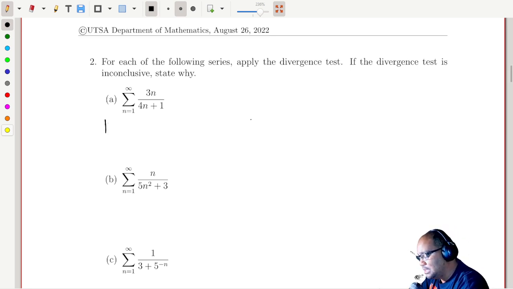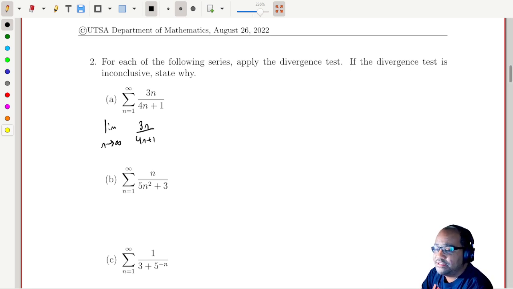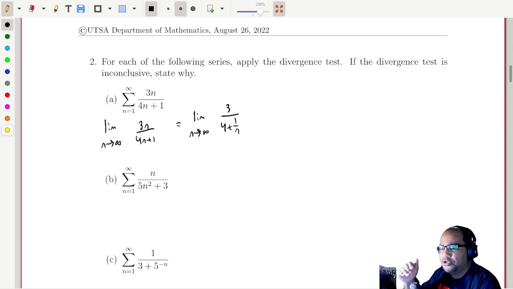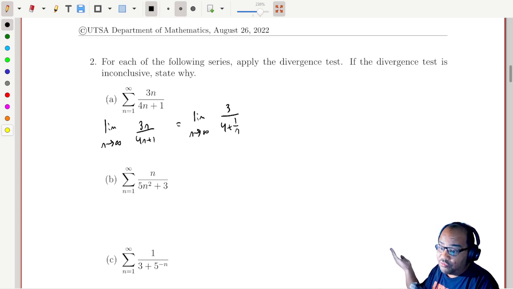Well, let's go ahead and take the limit here of 3n over 4n plus 1. Remember, we're just taking the limit of the summands. What do we do here? This is just another Calc 1 limit. It's equal heavy, so you can divide out a factor of n in both. And in fact, we'll do that here. So we have 3 over 4 plus 1 over n. I just divided top and bottom by n. 3n over n is 3. 4n over n is 4. 1 over n is, well, 1 over n.